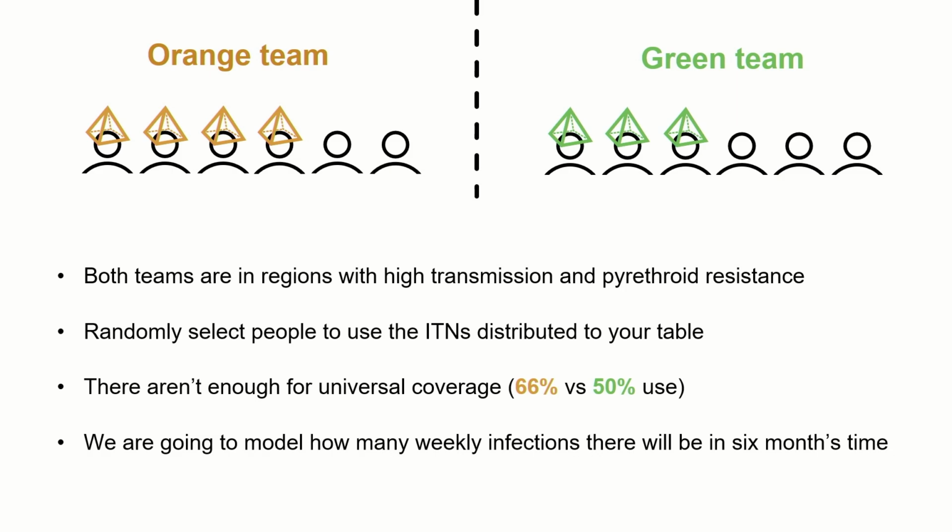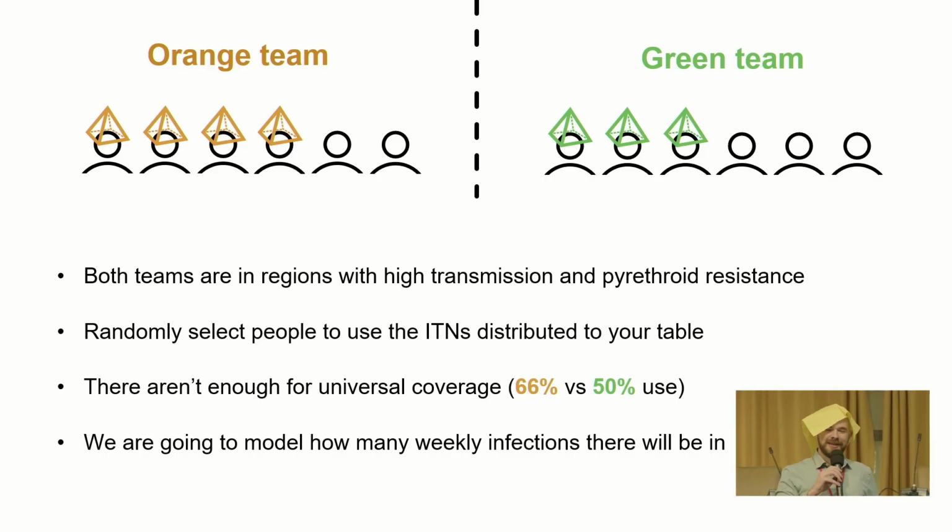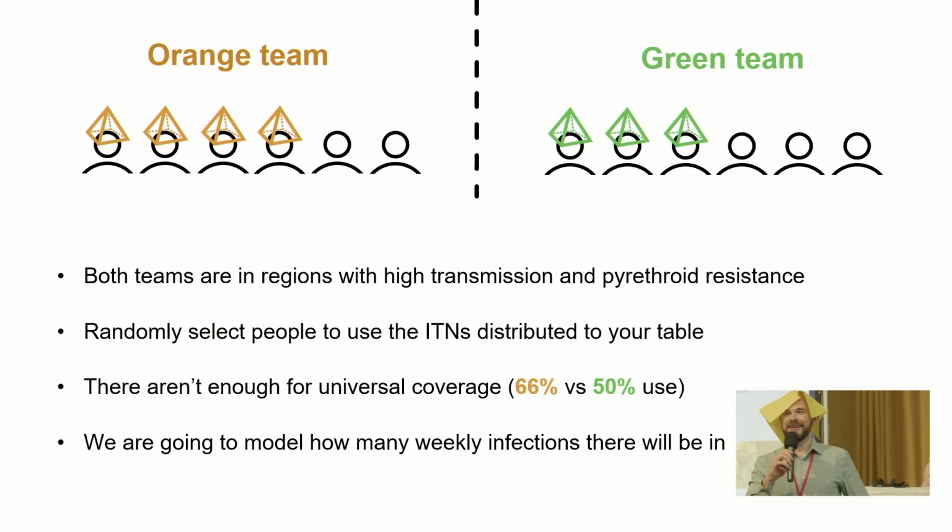So what I want you to do is randomly select people on your table, and I want you to use your ITNs. So can I have everyone who's able to, can you use your ITN? Now, there isn't enough for universal coverage. That is intentional. Okay. Great. Has everyone got their ITNs?